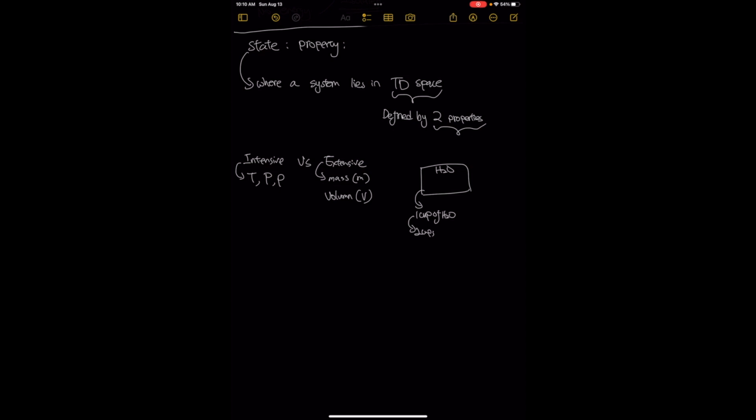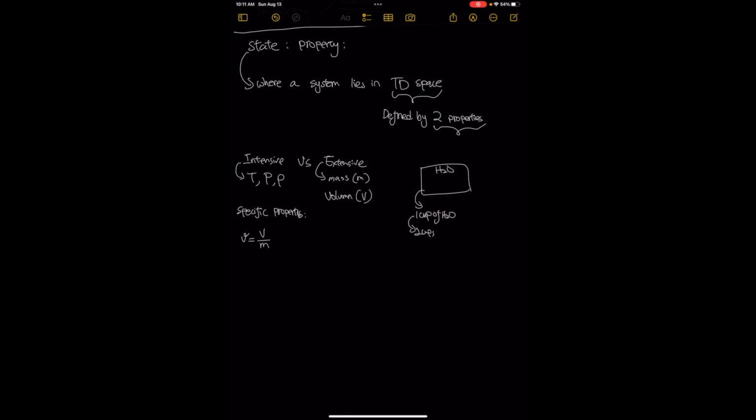And there's another special type of property. You may never have heard of it. It's called specific properties. One of the most common ones is called specific volume. Specific volume is volume divided by the mass, right?